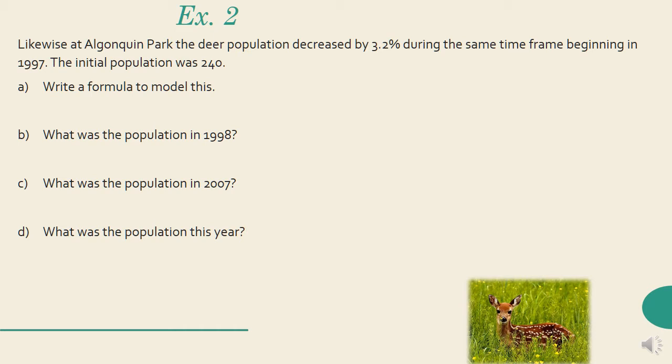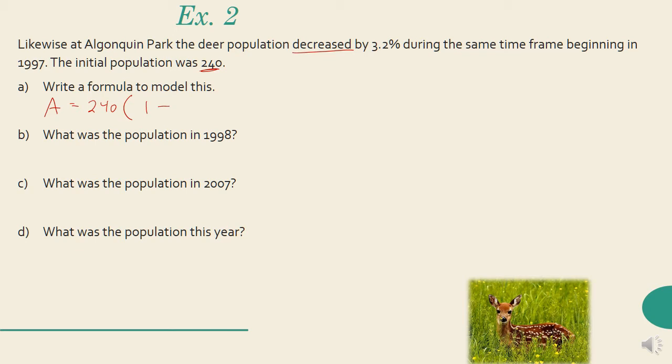Example number 2. Likewise, at Algonquin Park, the deer population decreased by 3.2% during the same time frame, beginning in 97, and the initial population was 240. So write a formula to model this. So start with A equals, then what comes next is starting amount, 240, number 1, and then is it increasing or decreasing? It says decreased, so that means we're doing minus 3.2.